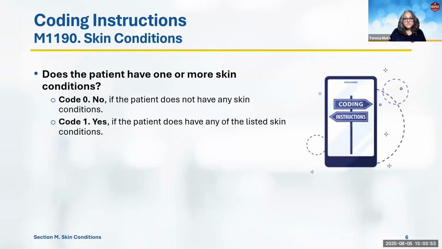If the patient doesn't have any skin conditions, the response in M1190 should be coded as no. Then the assessor should skip to section N's first item, N0500, scheduled opioid. However, if the patient does have a skin condition, the response in M1190 should be coded as yes, and the assessor should move on to item M1195, type of skin conditions.